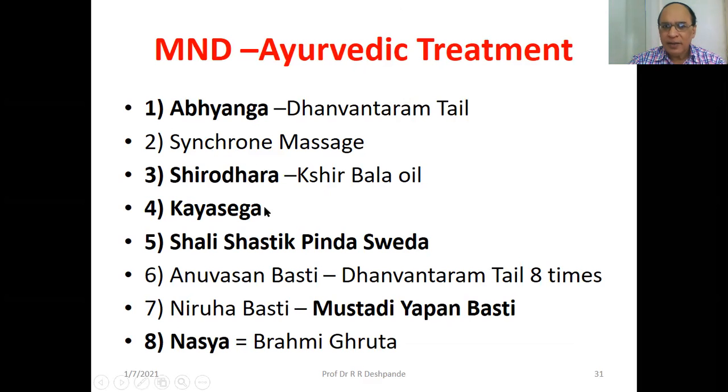Kshiravala oil, Kaya Sek, pouring of the oil on the whole body. Shali Shashtika Pindasveda. You can take all these treatments at nearby Ayurveda hospitals or from the Vaidya, or you can mail me and I will give you the answer. Anuvasana Basti, that is oil enema, Dhanvantaram Tail 8 times, Niruha Basti, Mustadi Yapana Basti, and Nasya is always there whenever there is a problem of the nervous system or the brain.